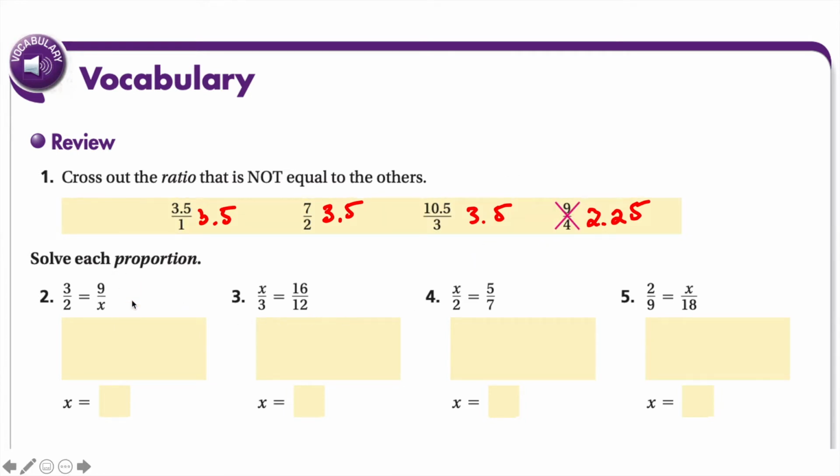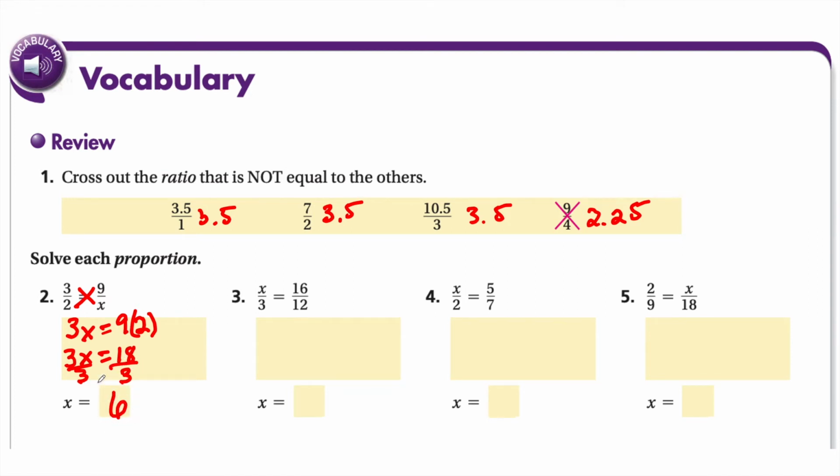Solve each proportion. 3 over 2 equals 9 over x. Well, you can do the cross multiplication that everyone always likes to do. So the 3 times the x has to equal the 9 times the 2. So 3x equals 18. Divide both sides by 3, and 18 divided by 3 is 6.